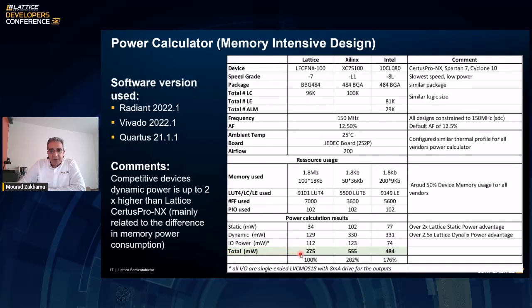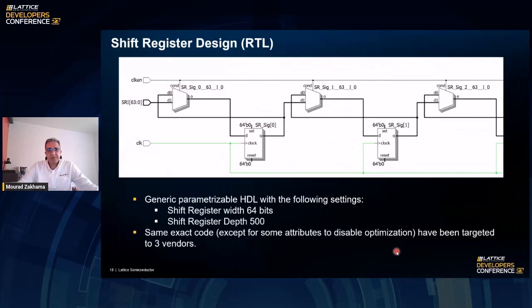So in terms of total power for memory intensive, we end up with 275 milliwatt for the Lattice implementation, 555 for the Xilinx implementation, and for Intel 484, which represents around 200% and 176% of the power of the Lattice implementation versus the competitive implementations. All IOs are single-ended at 1.8 volts, just to minimize the difference in terms of IO power consumption.